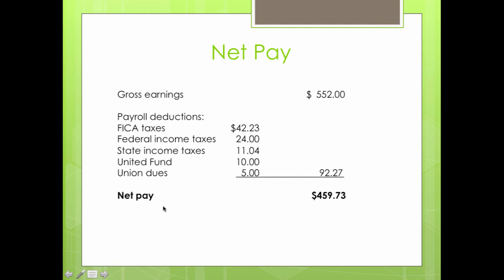So the net pay, or the check that you're going to be writing for that employee, is not going to be $552. It's going to be $459.73. That is the sad reality of us thinking that we earn so much money a year, but we actually don't see that money because we have to take our payroll deductions.